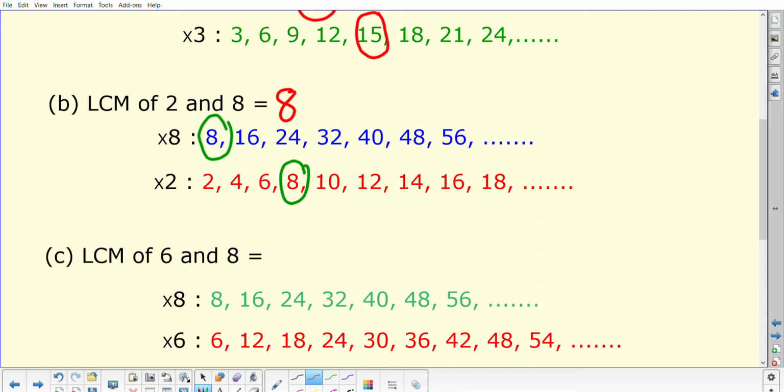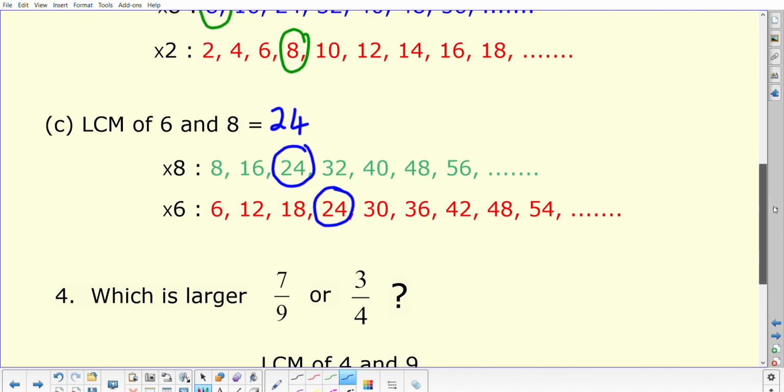Whereas if we're looking at the 6 times table and the 8 times table, and again I've written the 8 times table down first, and then the 6 times table underneath that, the first number there that's in common to both times tables is the 24. So the lowest common multiple of 6 and 8 is in fact 24. So as I say, that's a skill we'll be using.